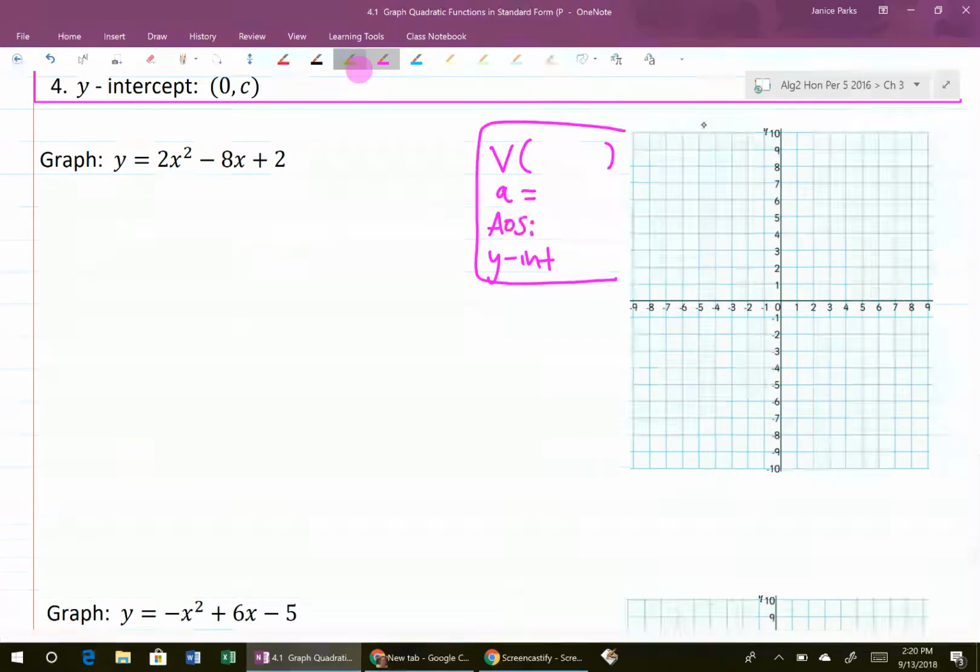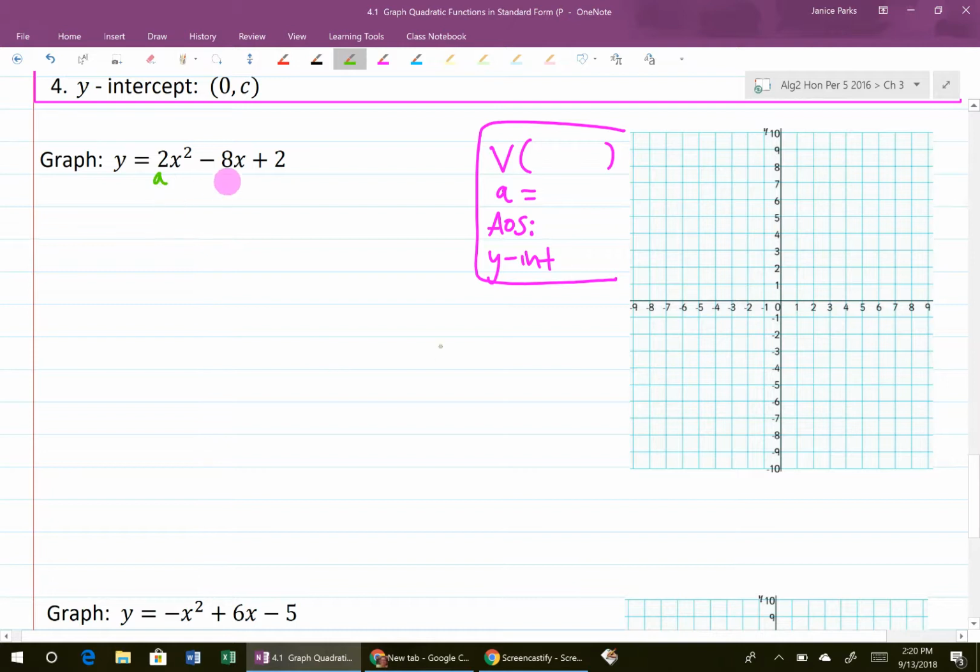As we start, the coefficients are a, b, and c. C is the y-intercept, so I'm going to go ahead and write that down. The y-intercept is 2, so I already know that my parabola crosses the y-axis at 2. The a value is 2, which means that since it's positive, this parabola is facing upward. And since it's 2, it's twice as tall as a normal parabola.